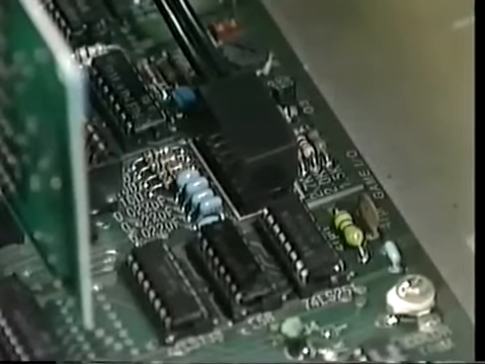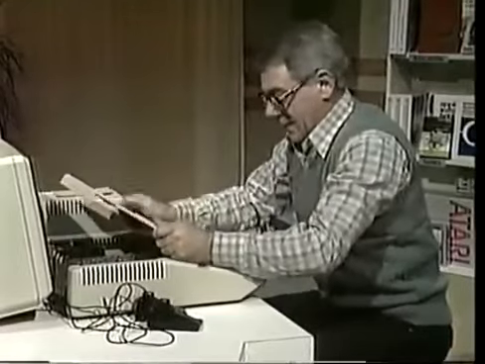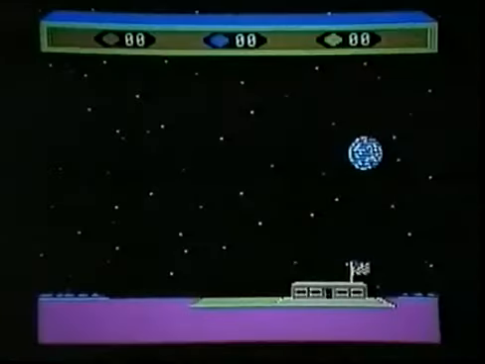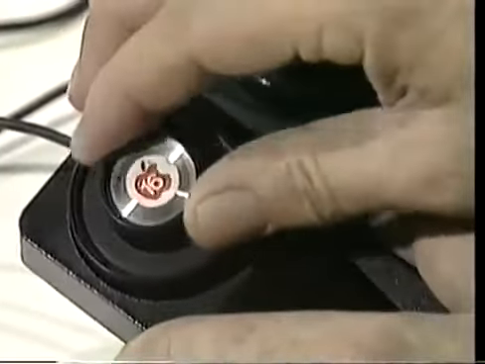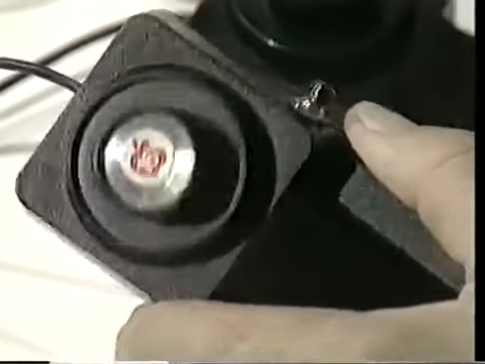You know, this makes me feel like a real computer expert. Okay, now put the lid back. There we are. Turn it on. Now, here we go. My first sortie. One of those paddles makes the helicopter go up and down, and the button on the side turns it around, and the other paddle makes it fly forward and backward.